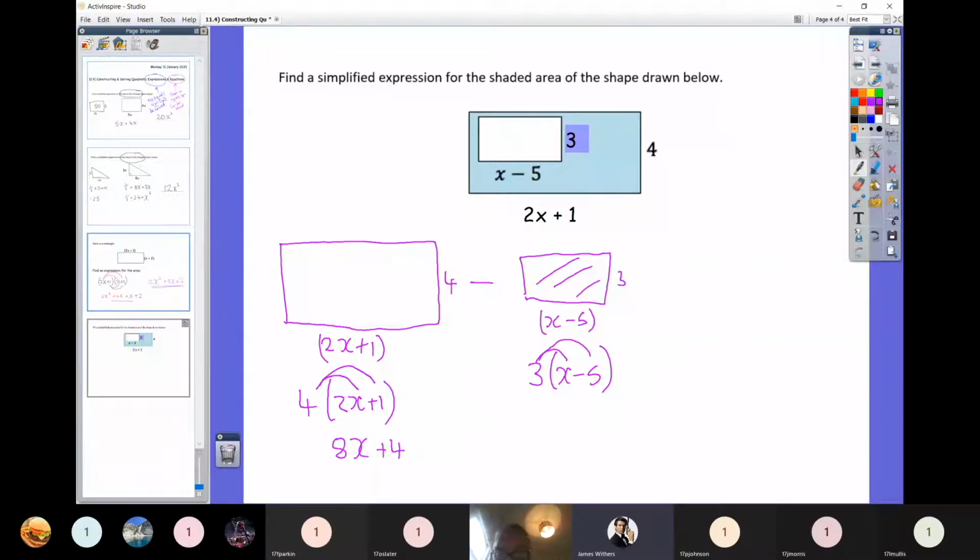So 3 times x is 3x. 3 times minus 5 is minus 15. So we've got to do 8x plus 4 and then take away 3x minus 15.